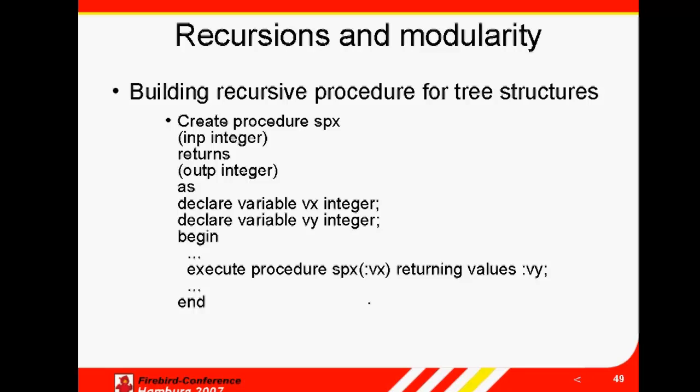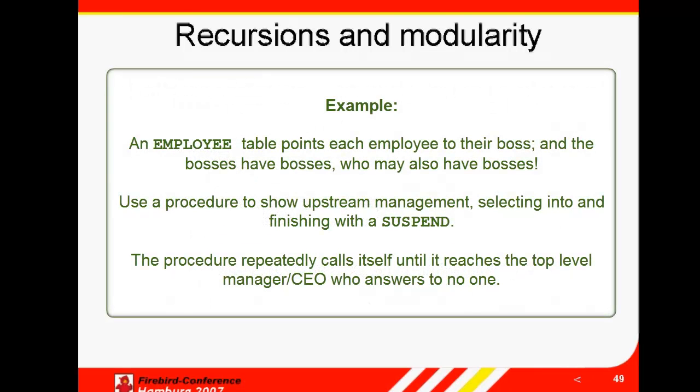A good example of a recursive procedure is a typical employee table in a large hierarchical company where the table has a column containing a pointer to the employee's boss. Every employee has a boss and the bosses have bosses, who may also have bosses. If you wish to see a list of all bosses for one individual or the upstream management, then you could create a procedure selecting into and finish this with a suspend.